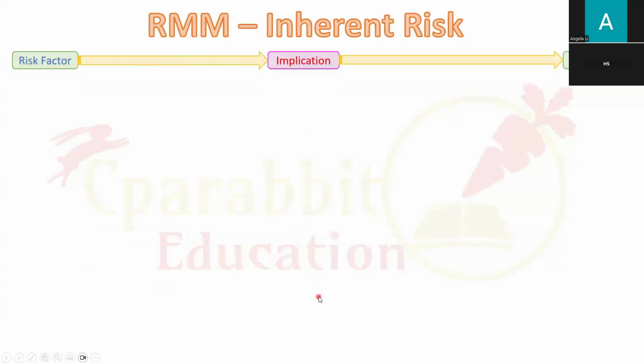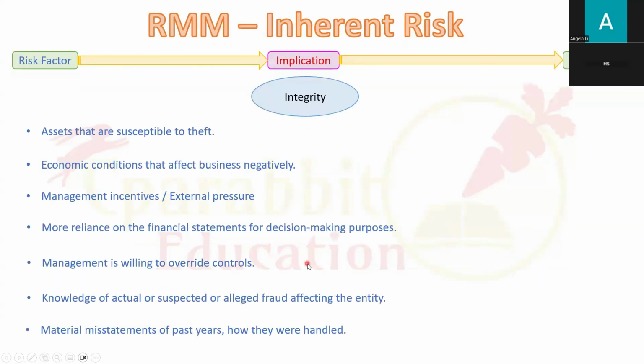And then integrity, because assets that are susceptible to theft, for example jewelry or cash, are vulnerable to asset misappropriation. Everybody likes cash, everybody likes jewelry. People tend to steal them. And then after they steal the assets, what do they do? They manipulate the financial reporting records to cover up the theft, to cover up the crime, right? So the financial statements may be materially misstated, right?